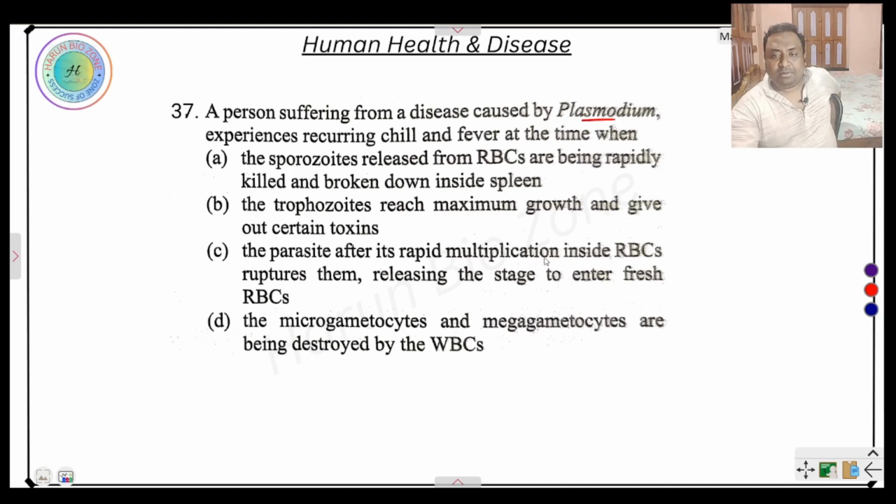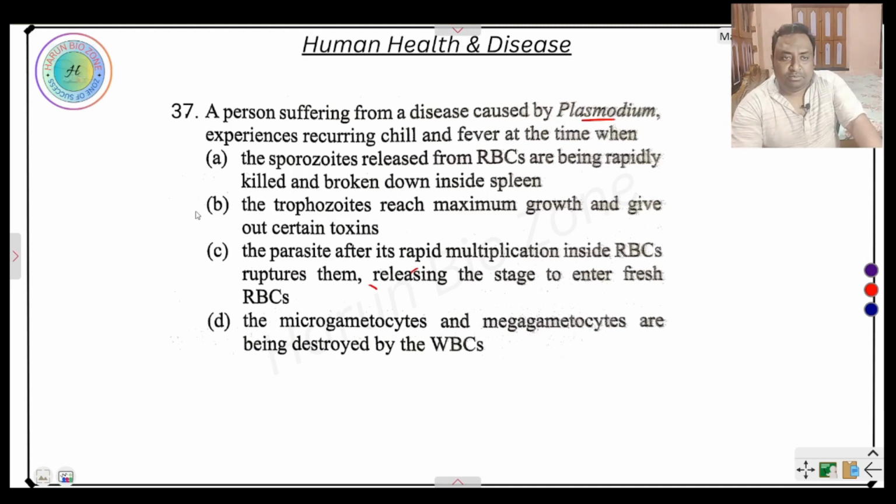The parasite upon its rapid multiplication in RBC ruptures them, releasing the stage that enters fresh RBC. The parasite after its rapid multiplication inside RBCs ruptures them, not. The microgametocyte and megagametocyte are being destroyed by the WBC, not. The sporozoites released from RBC are being rapidly killed and broken down inside the spleen, not.